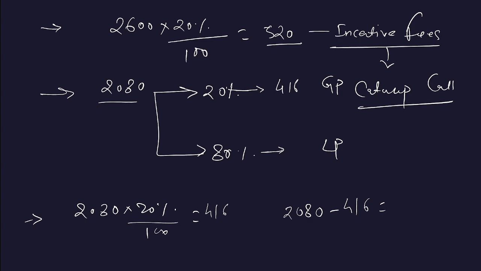Opening calculator. I don't have a calculator, but I'll still try it. 2,080 minus 416 is 1664. See, this profit will be received by the investors. This should be your last leg, which you can call carried interest.